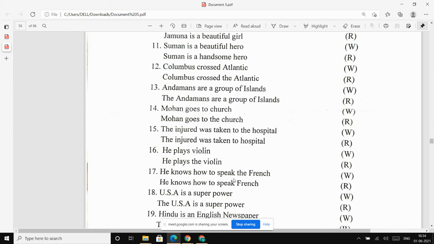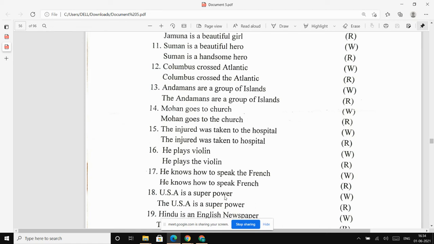He knows how to speak the French. So before languages, there is no need to add the article the. If you write the before French or English, it reflects the people, like the French, the Indian, the British. If you use the before places like India, France, Britain, it reflects the people of that place. He knows how to speak French is the right sentence.